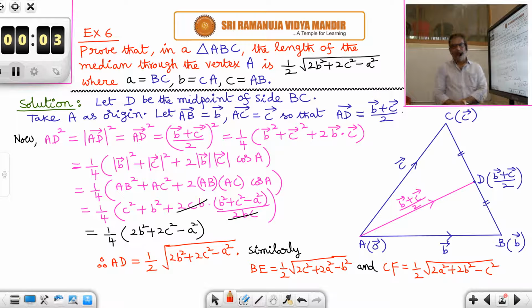Good morning, students. Today we will continue with the dot product. We will do one more example in dot product and then we will see some theorems, equations of plane using dot product, etc.